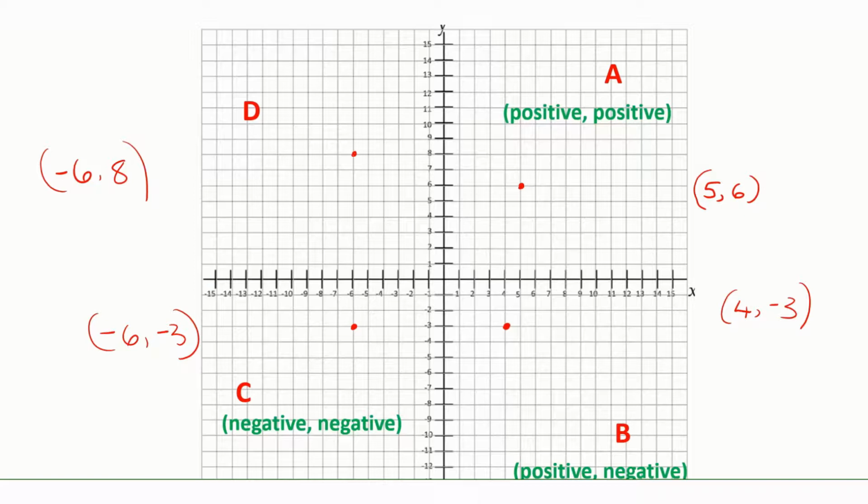Here you have your negative number first on the x-axis, and then your positive number on the y-axis. And it's really important to be able to understand how this grid works because we will be using this to do more complex questions.